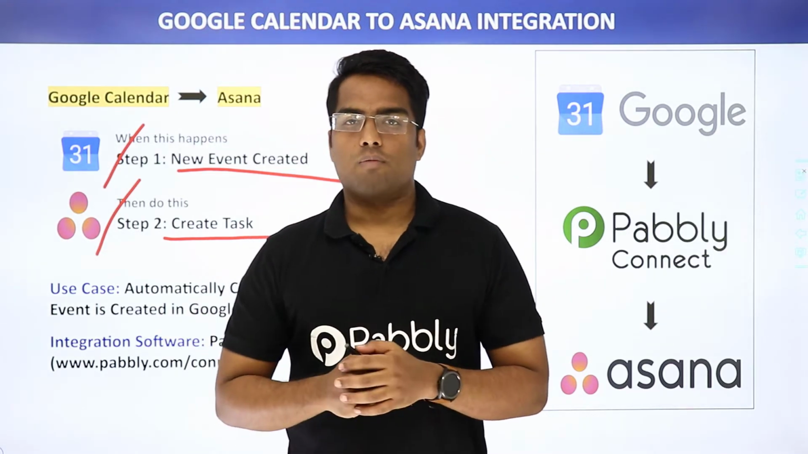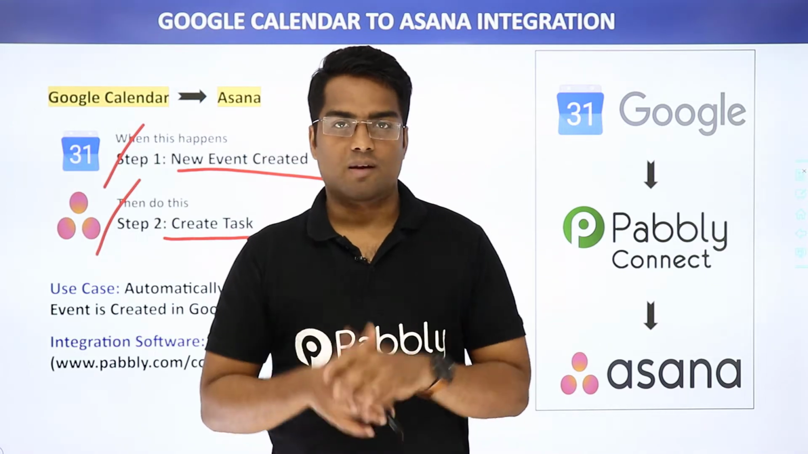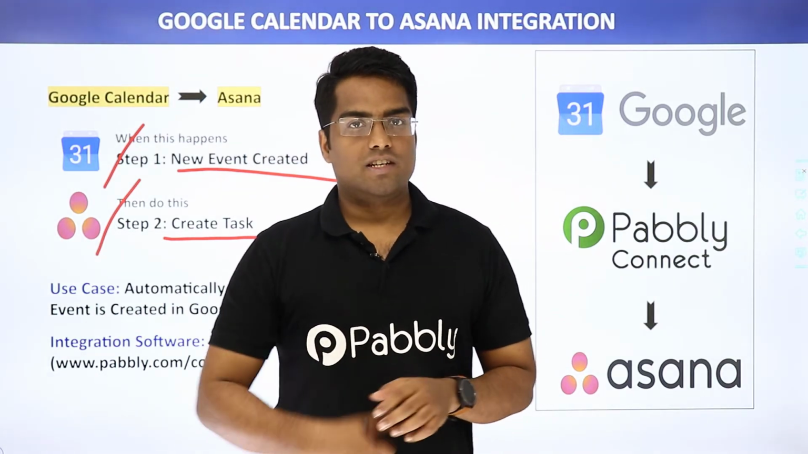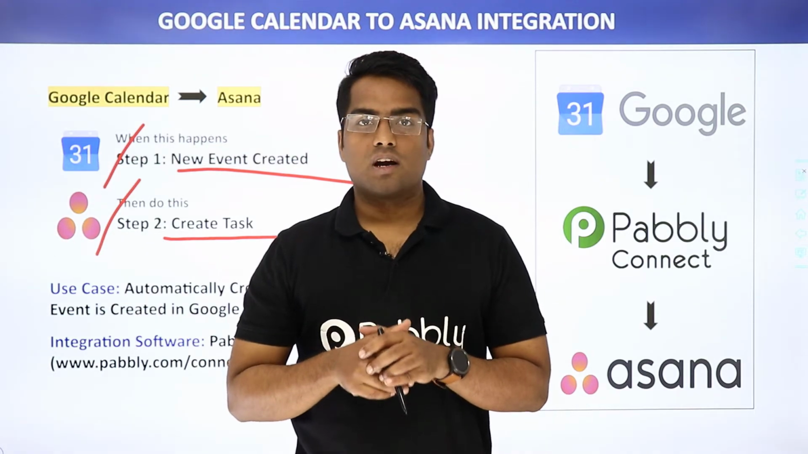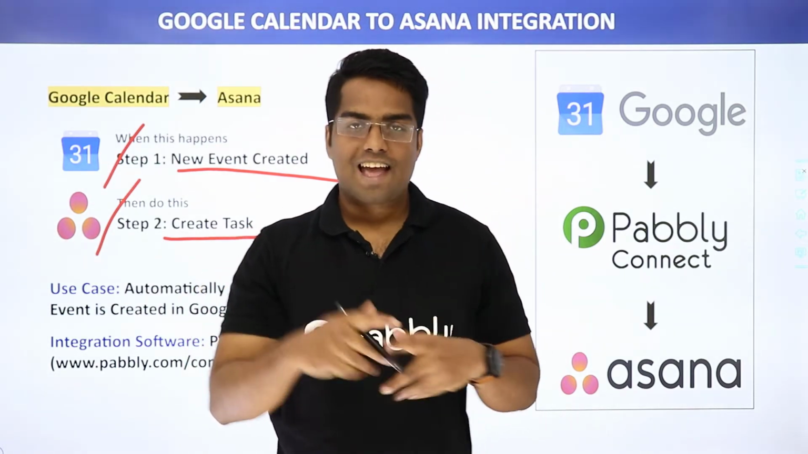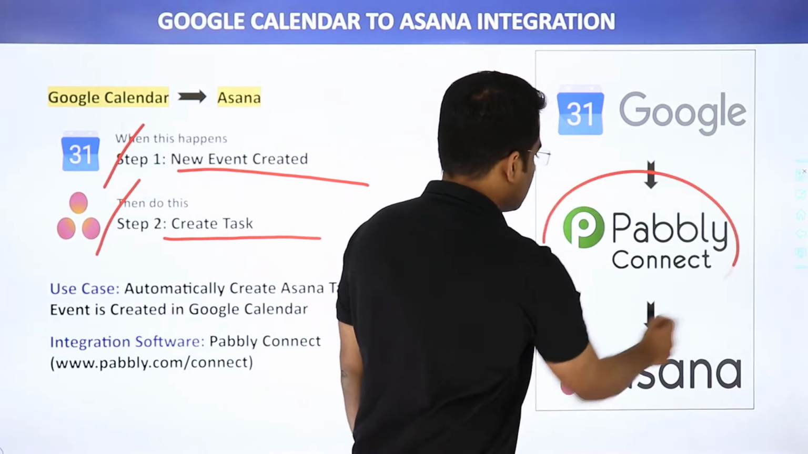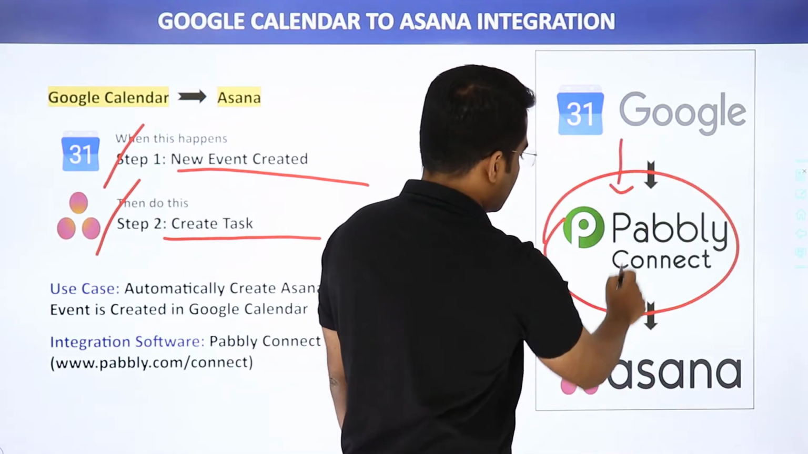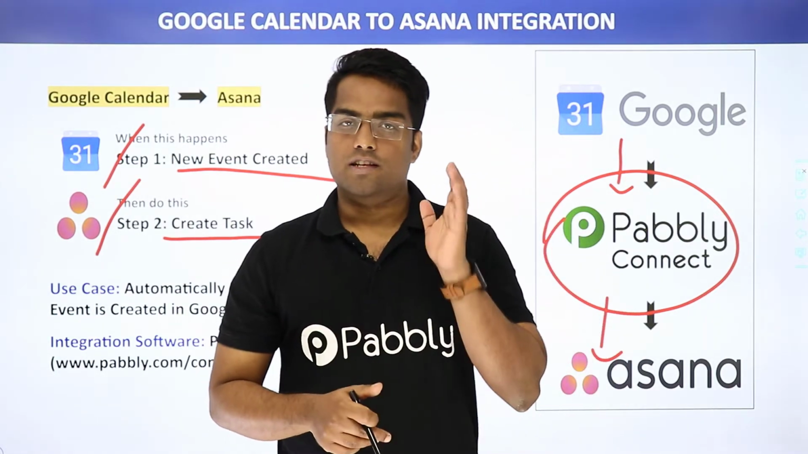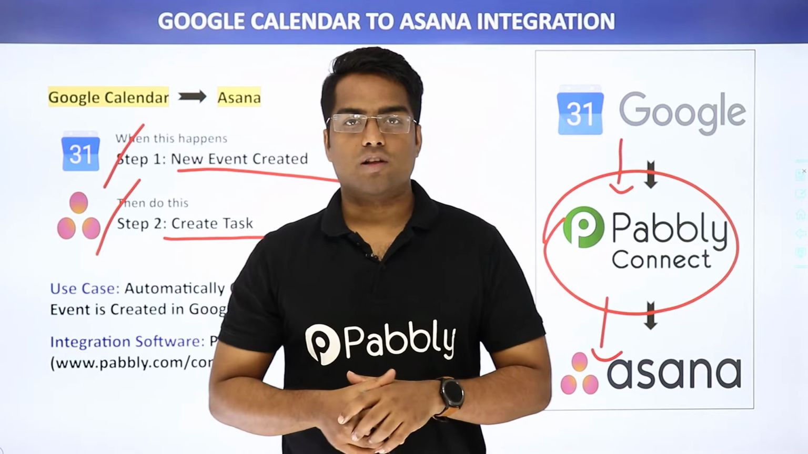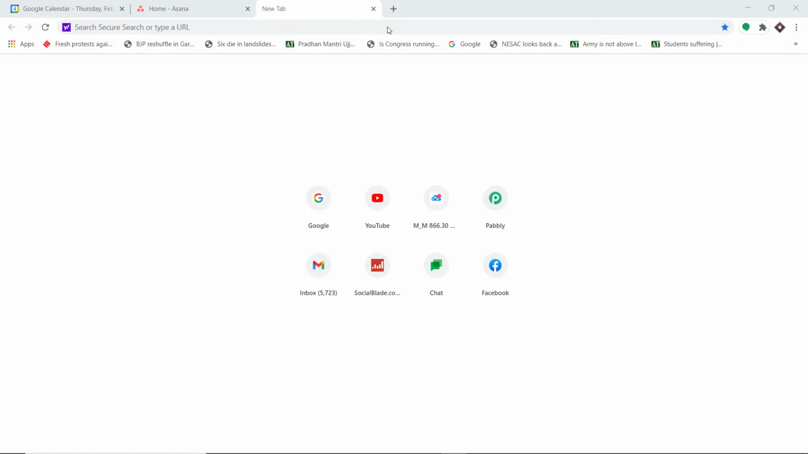But there is one minor problem. Of course, there is some kind of integration between Google Calendar and Asana, but this native integration is actually very limited. So in cases like these, we need to bring a third app to properly connect them both. In this video, we will be using Pabbly Connect to integrate Google Calendar and Asana. The best part of using Pabbly Connect is there is no need for coding skills or programming knowledge. It can be done easily. Let me show you on my screen.